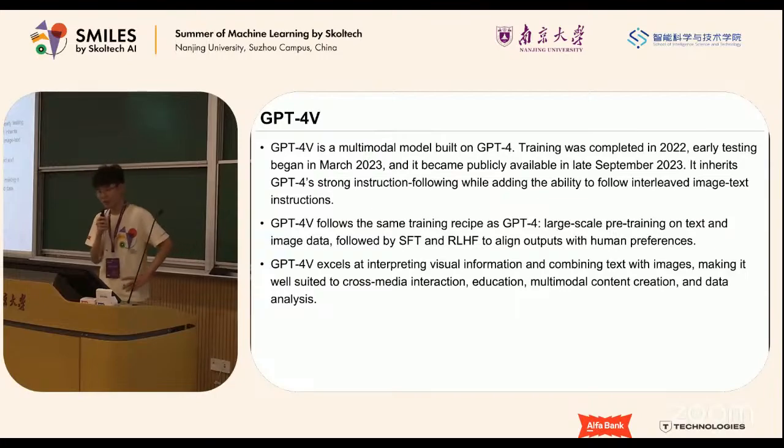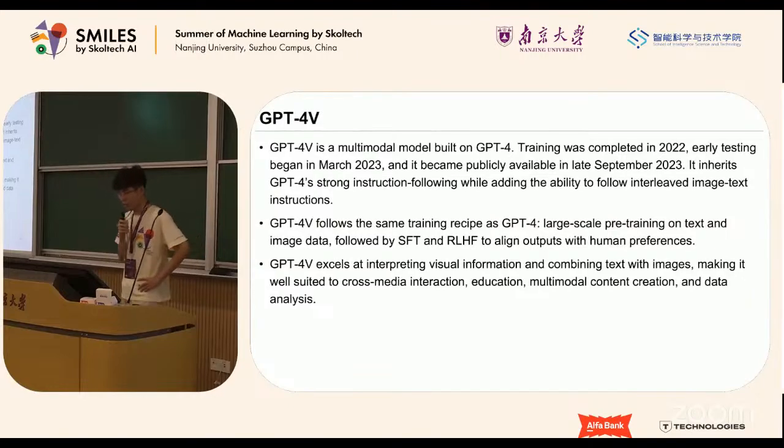Building on GPT-4, OpenAI developed GPT-4V, which integrated multimodal capabilities. Training was completed in 2022, and after intensive safety evaluation, it became publicly available in September 2023. GPT-4V follows the same training recipe: large-scale pre-training on text and image data, followed by SFT and RLHF, enabling it to interpret visual information and follow interleaved image-text instructions.